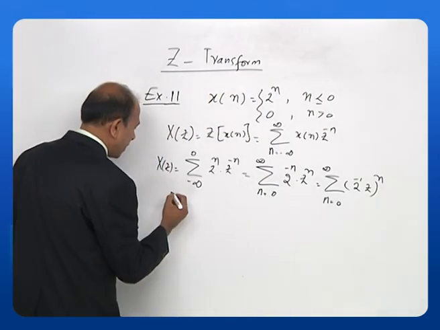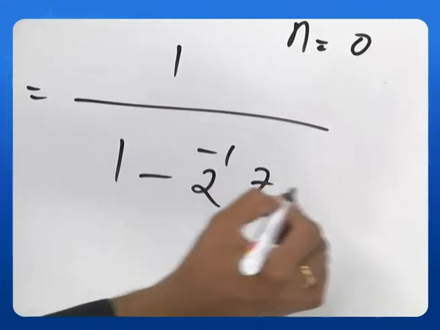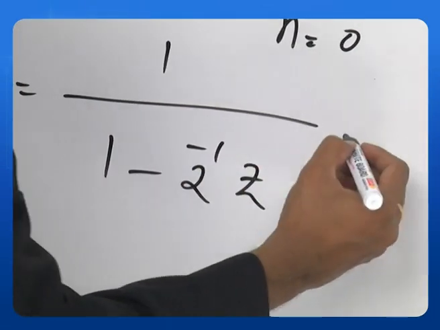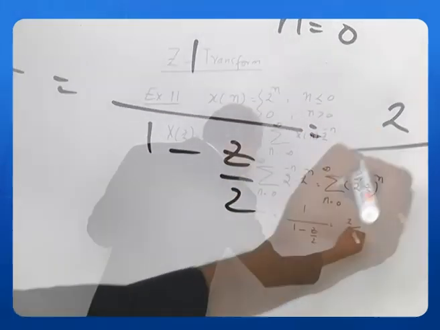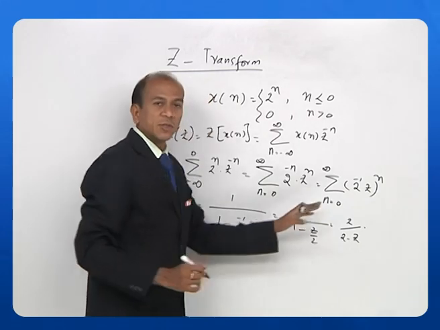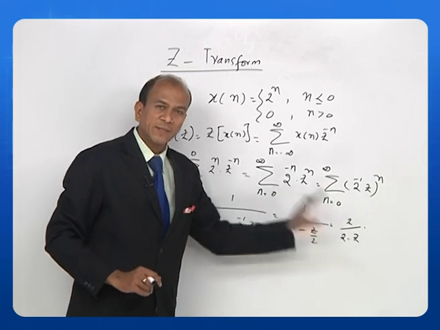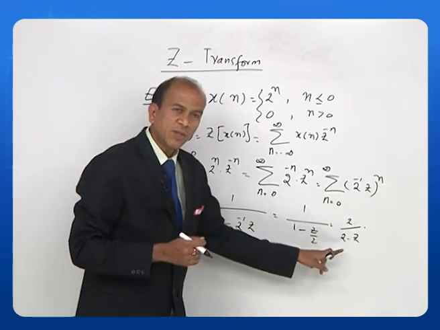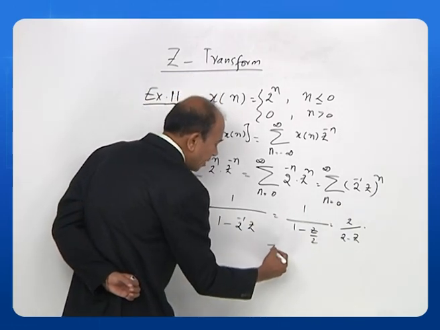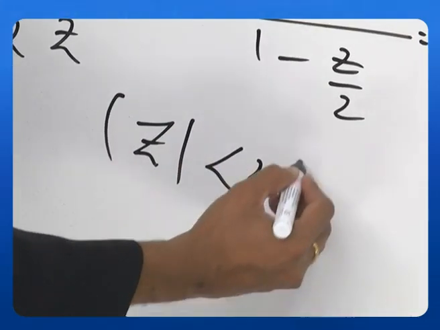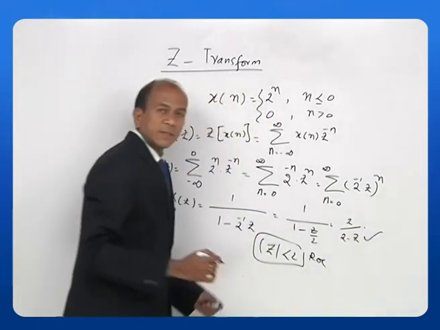So now what is X of z here? That will be equal to 1 by 1 minus 2 to the power of minus 1 z. So I can write this as 1 by 1 minus z by 2, which will be equal to 2 by 2 minus z. So this is my z transform. And what is the ROC? Because this should converge, z must be less than 2. So here ROC is that z must be less than 2. So we get the ROC here, and this is the z transform for such a signal.